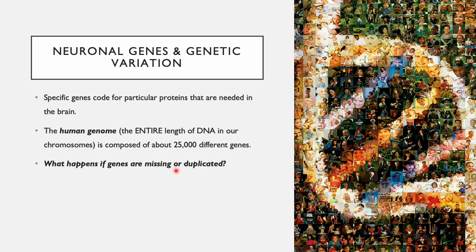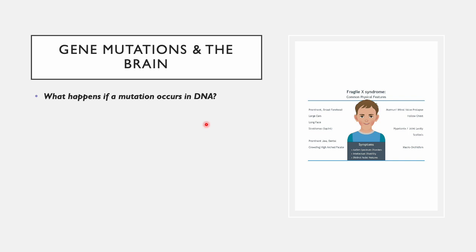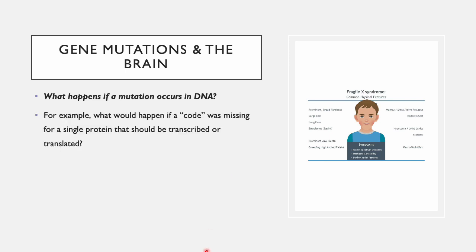So what happens if genes are missing or duplicated? This is called gene copy number variation. This is associated with several different psychiatric disorders, such as autism and schizophrenia. So this occurs if a gene is missing or if it's simply duplicated. What happens if a mutation occurs in DNA? This is a new research area that is really growing. We're finding that several different disorders and neurodegenerative diseases are linked to genetic mutation.